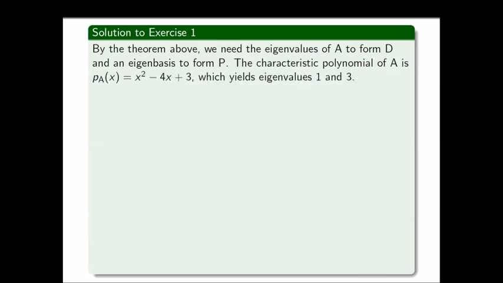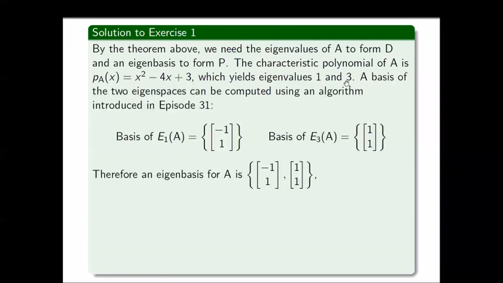So the first step would, of course, be to find the characteristic polynomial of A, and then factor it, and then set it equal to 0 to find eigenvalues. My characteristic polynomial is x squared minus 4x plus 3, and that gives us eigenvalues 1 and 3.